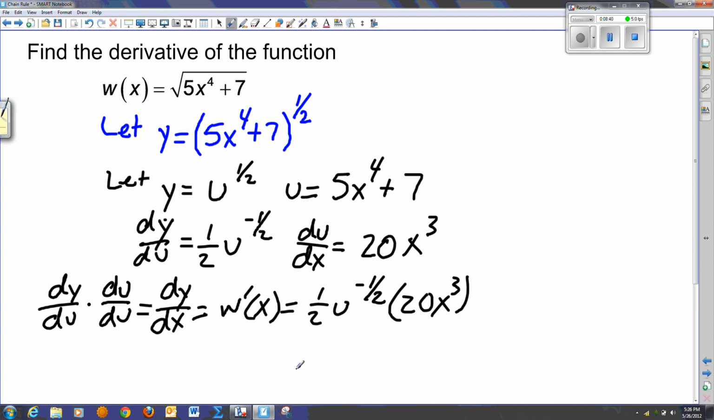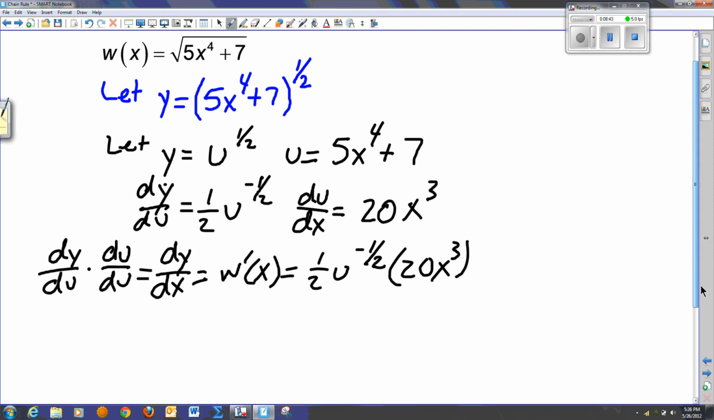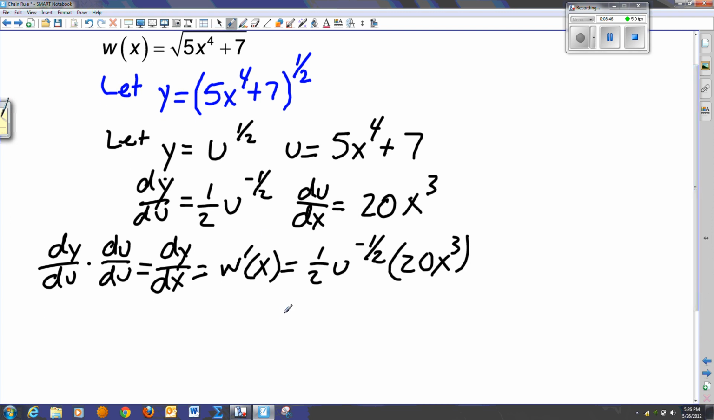I'm going to make that substitution now for the u value, and in so doing, I'll have my derivative. Notice how I'm going to do this. I'm going to put my 20x cubed in my numerator. Since in this case I have a negative exponent of negative 1/2, I'm going to bring that down to the denominator. I'm also going to bring the 2 from the 1/2 into my denominator as well.